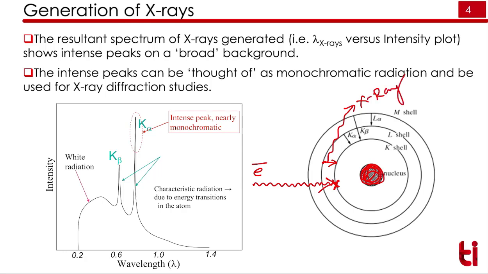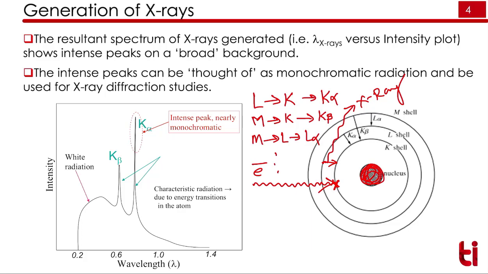If the transition is from the L shell to the K shell, that radiation we call K alpha. M shell to K shell, we call K beta, and M shell to L shell, we call L alpha, and so on. So these are the notations for those rays.